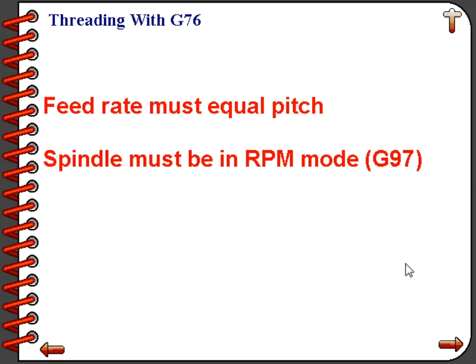What we have to do when threading is we have to maintain a very consistent and a very constant spindle speed. If you remember, G96 would vary the RPM depending on what diameter the tool is currently positioned at. And if we were to allow that to happen during threading, our pitch would be varied terribly, and we would have a horribly imprecise thread. So to ensure a nice accurate thread, we must be in RPM mode when performing a threading operation.